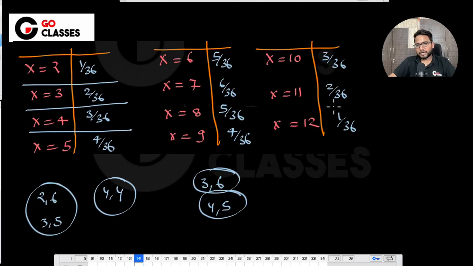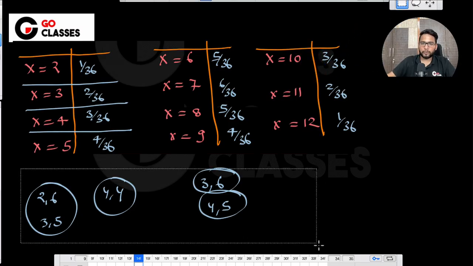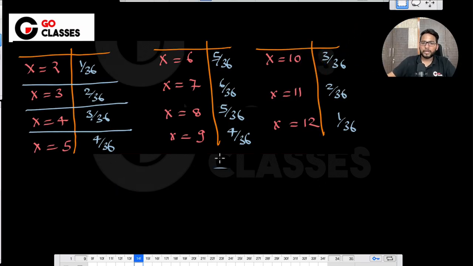Okay, just to verify, let me just check if the summation is 1 or not. 1 plus 2 is 3, and 3 is 6, and 4 is 10, 15, 21, 26, 30, 33, 35 and 1, 36. Yes, so the summation is 36, which means 36 by 36 is the correct answer. Why? Because it should be 1, and 36 by 36 is 1. So these are all the probabilities that X can have.